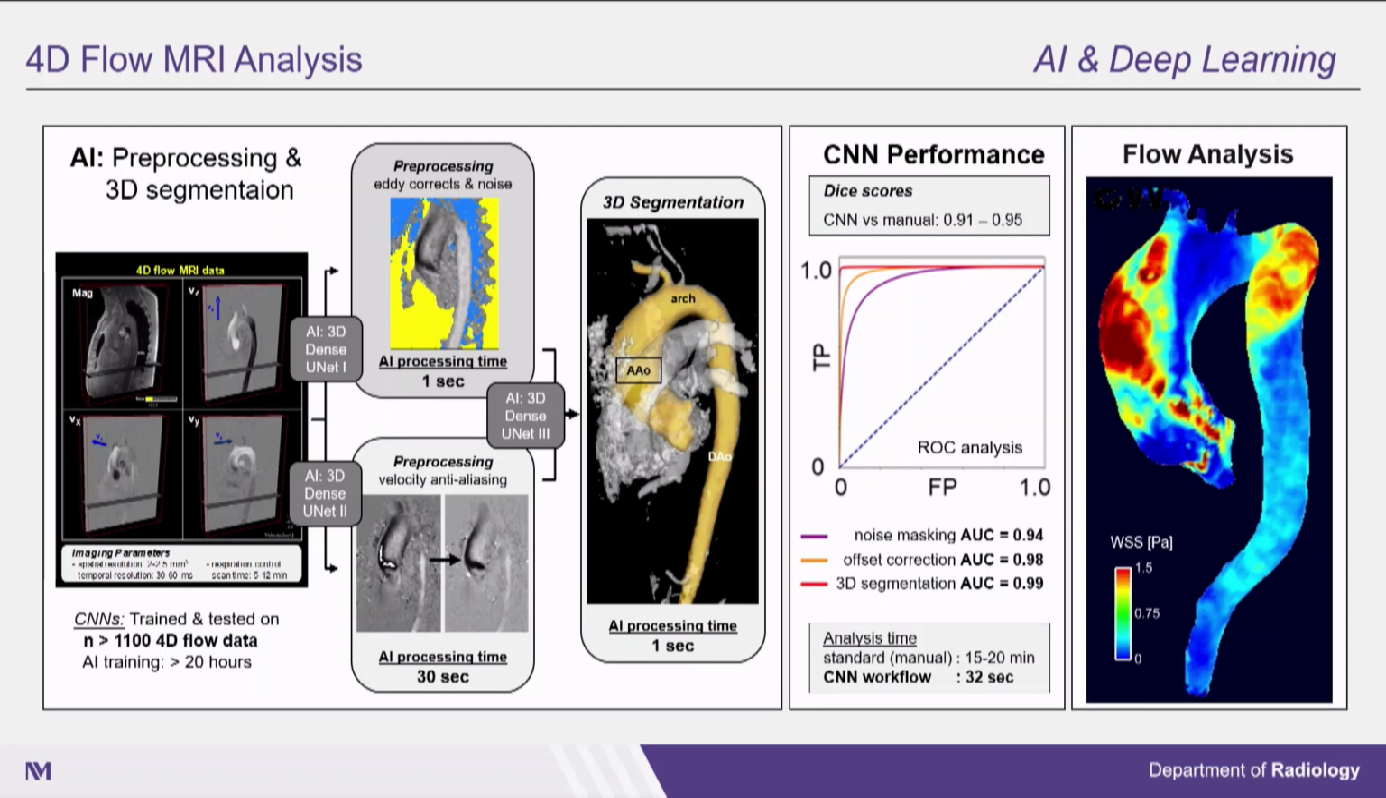And if you think about how 4D flow MRI data is processed, it's really a multi-step process. There's eddy current corrections, there is velocity anti-aliasing, there's 3D segmentation and some analysis. And all of these processes can be nicely replaced by deep learning networks. This is, again, work from our group, where we developed a series of networks for each task and then execute them back to back. And you can see that a standard analysis workflow that we've developed that was about 15, 20 minutes could be reduced to about 30 seconds with this.